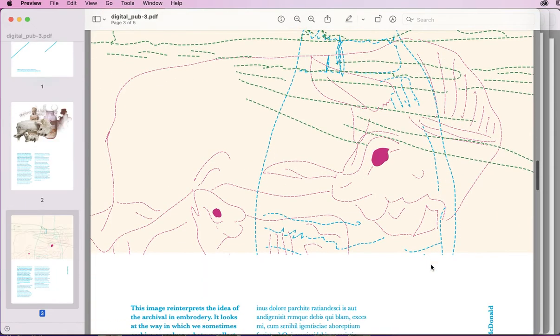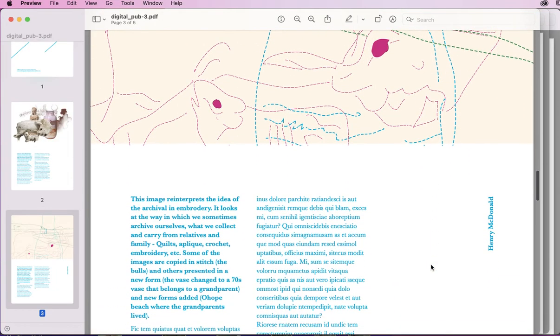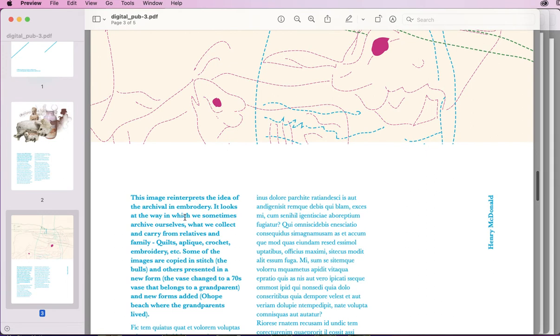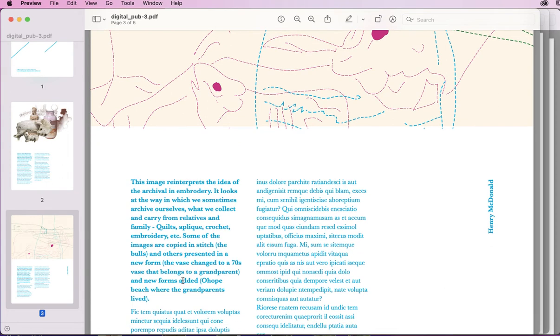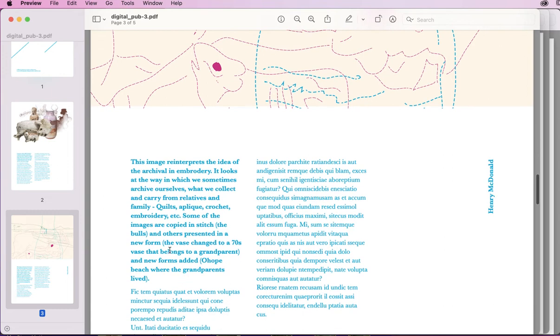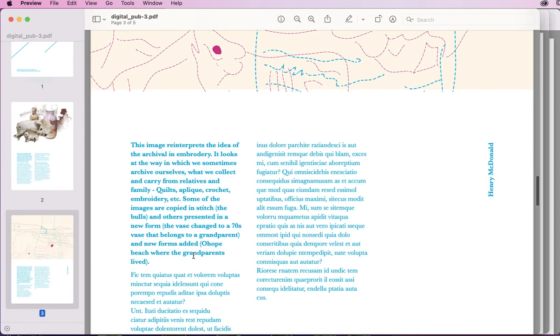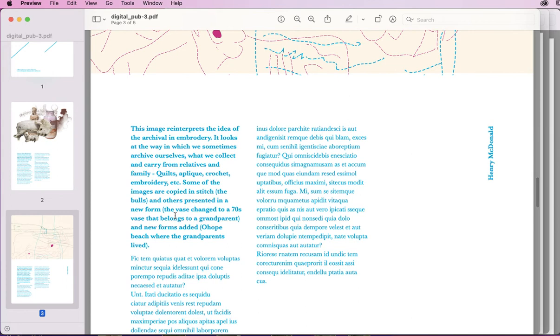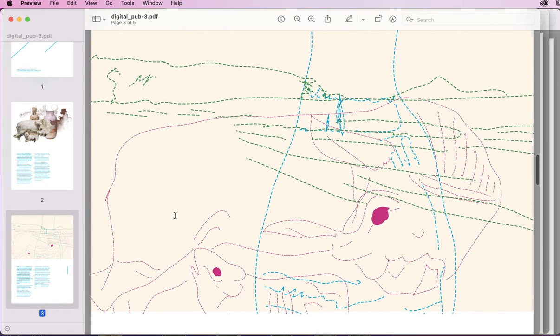If I just read through this bit here, this image interprets the idea of the archival and embroidery. It looks at the way in which we sometimes archive ourselves, what we collect and carry from relatives and family. Quilts, applique, crochet, embroidery, etc. Some of the images are copied in stitch, so an embroidery, and others presented in a new form. So the vase has changed to a 70s vase that belonged to one of my grandparents, and new forms added.